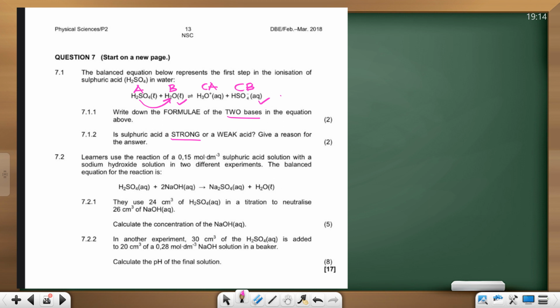All right. Let us use... Okay, look, guys. For acid and base, I'm going to do two things for you.